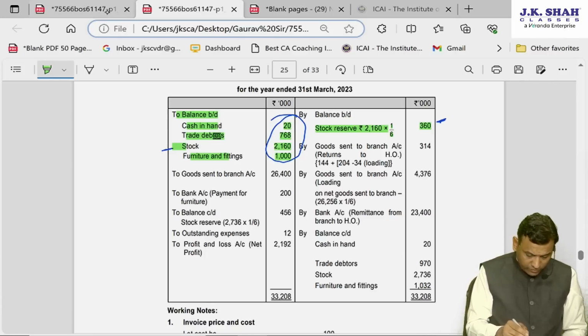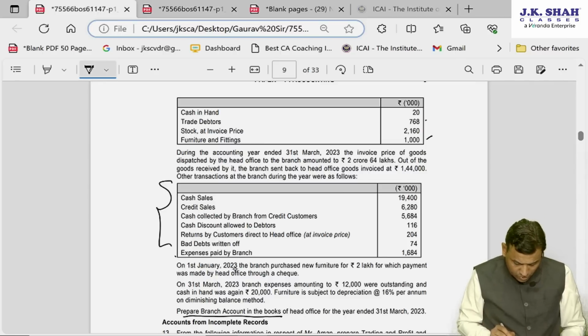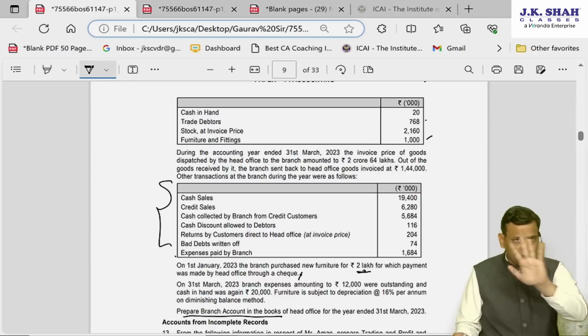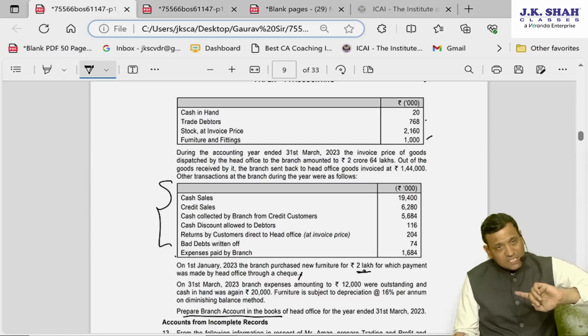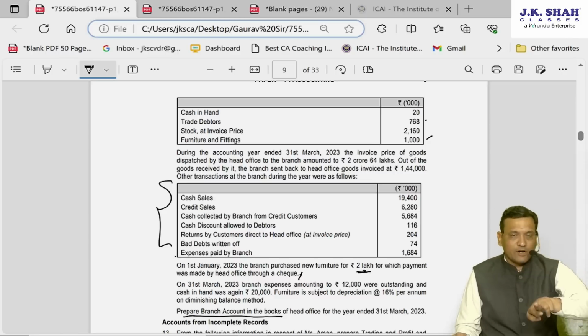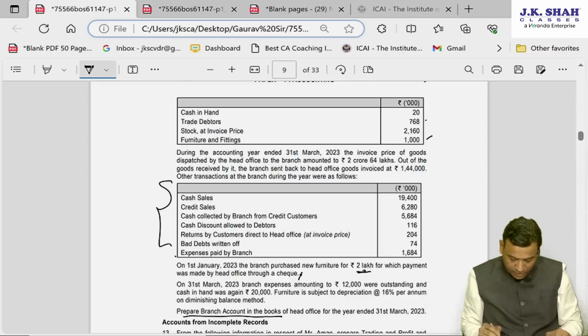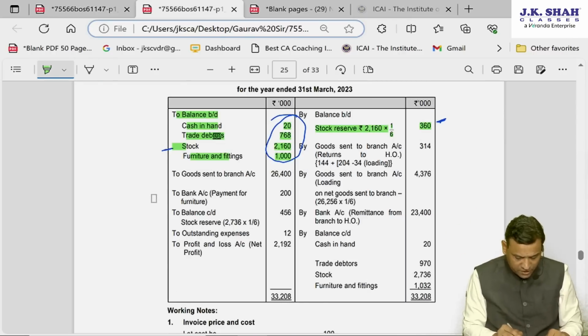Thereafter, moving further, on 1st Jan, branch purchased new furniture 2 lakh, for which payment was made by the head office only. Now all these transactions, friends, will not get reflected in the books. You'll say, why sir, it will not be reflected? Friends, very simple. This is a transaction between branch and the third party, never recorded. But the transaction between the branch and HO is always recorded. Transaction between HO and third party on behalf of the branch will also be recorded. That is nothing but 2 lakh. We have purchased the furniture. Here it is.